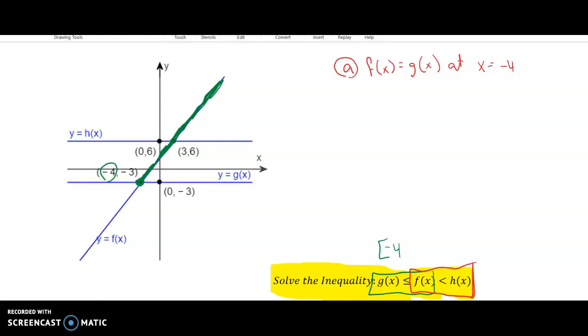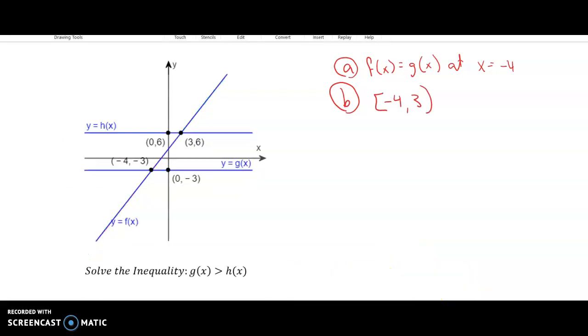Now I need to find out where f of x is less than h of x. The line for f of x is under the h of x line in all of these highlighted areas in red. And because it's just a less than sign, the part where they intersect is going to be an open circle. The x value associated with that open circle is 3. So I have 3 here. So my answer for part B is going to be bracket -4, comma 3, parenthesis.